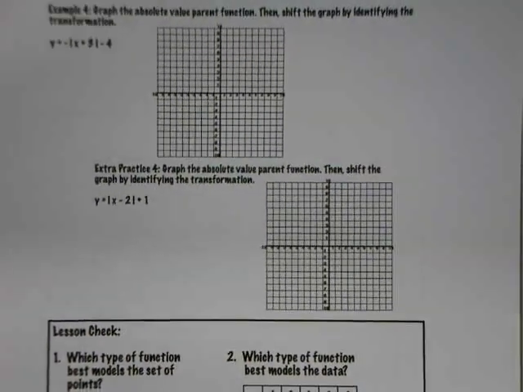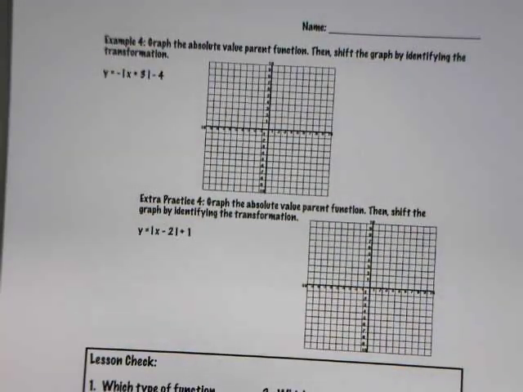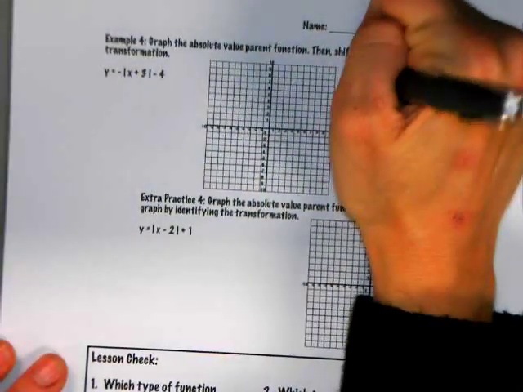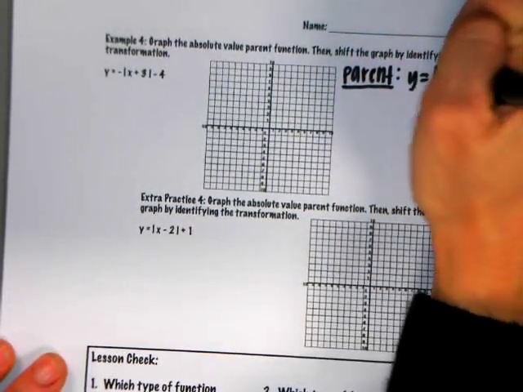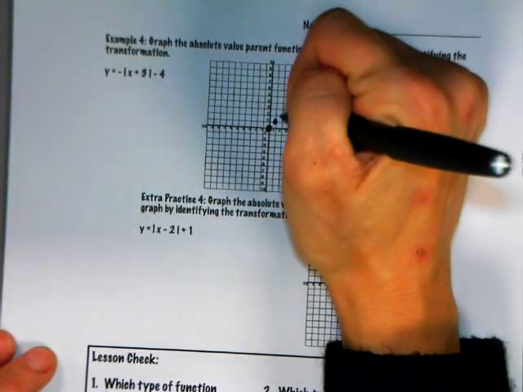So I'm going to show you what the parent function looks like, and we're going to shift it, but then you're not going to use the parent function anymore, okay? The parent function is the one that you guys graphed in the warm-up. So it's y equals the absolute value of x, and that is starting at 0, 0, and then just up 1 over 1 in both directions.